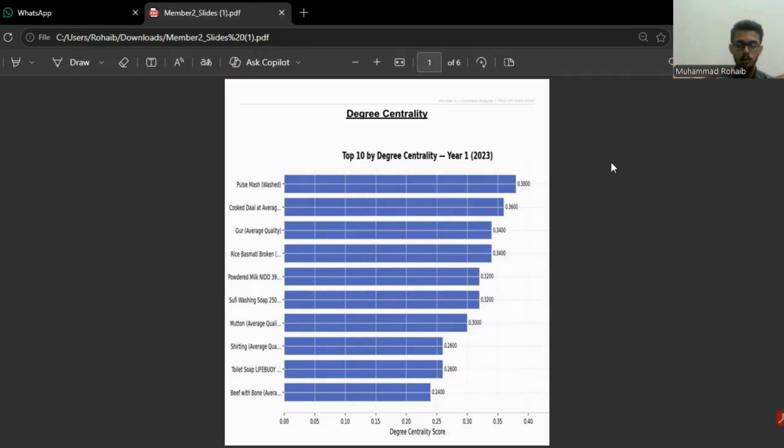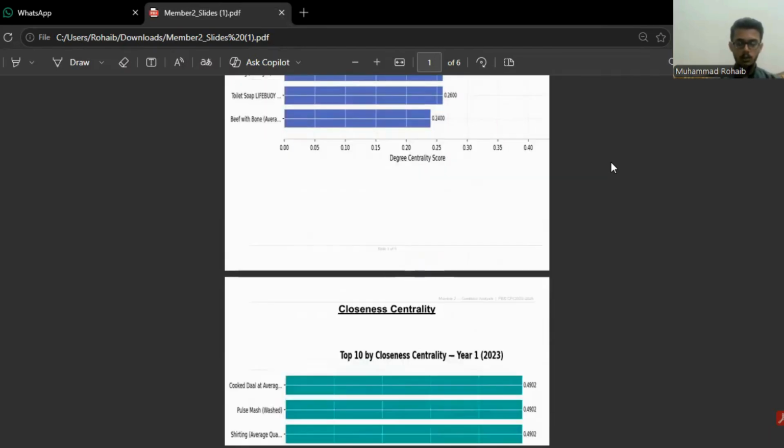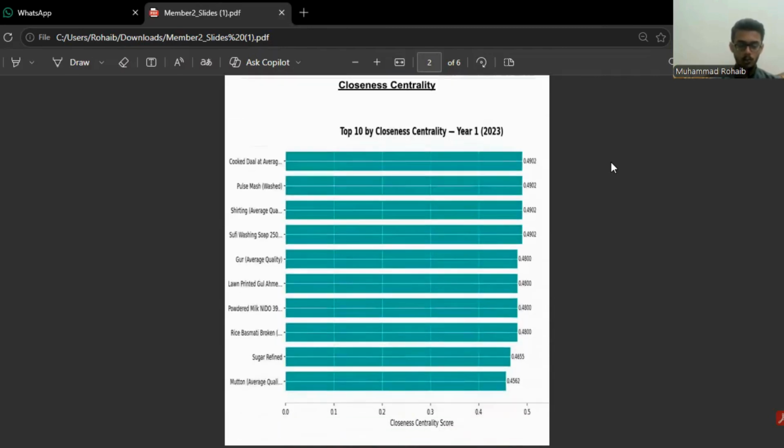In 2023, bus mash is highest at 0.38, followed by cooked dal, gur, and then rice basmati. This shows basic food items were most influential during high inflation, not fuel. The next is closeness centrality. Closeness centrality shows how quickly a price change spreads to other items. Cooked dal, pulse mash, shirting, and Sufi washing soap all have nearly the same value of 0.4902. This means in 2023 the network was very connected and changes spread quickly.